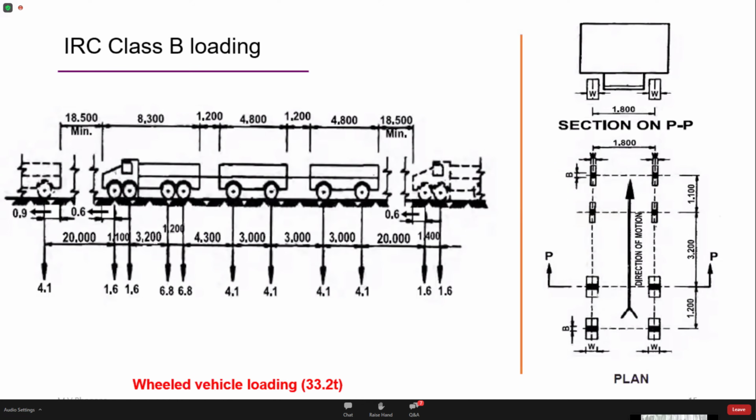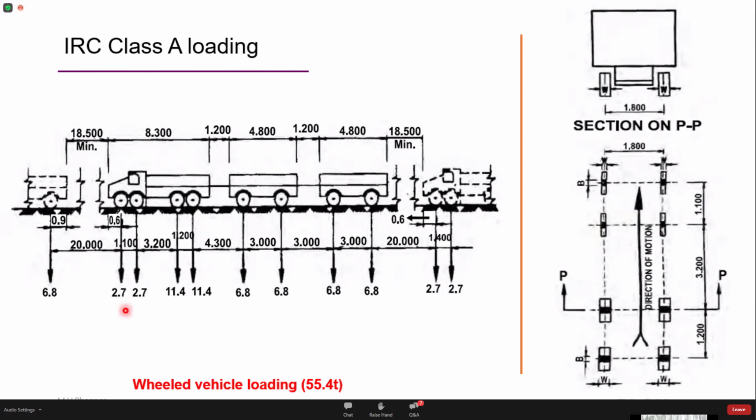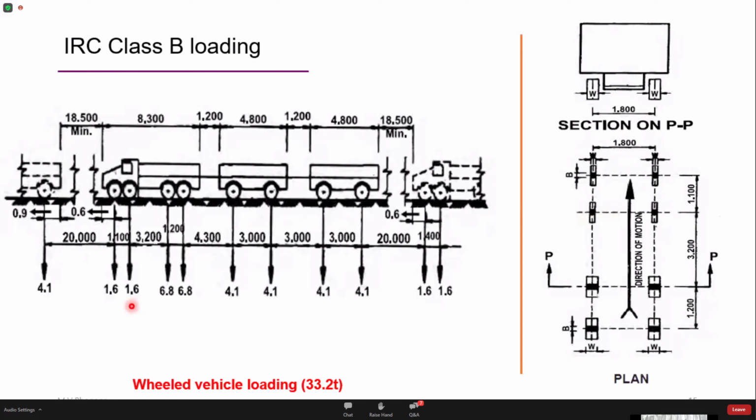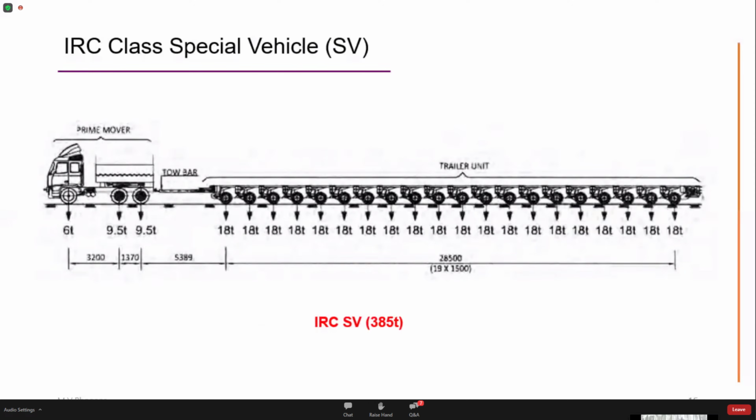The next loading is IRC class B loading. This is typically used for temporary bridges or timber structures. Here, this loading is very similar to IRC class A loading, except for the intensity of the axle loads. If you look here, the axle loads are 2.7, 11.4 and 6.8 in class A. The distances are the same, but here the intensities of the axle loads have been reduced to 1.6, 6.8 and 4.1 respectively. The last class of loading is the special vehicle loading.